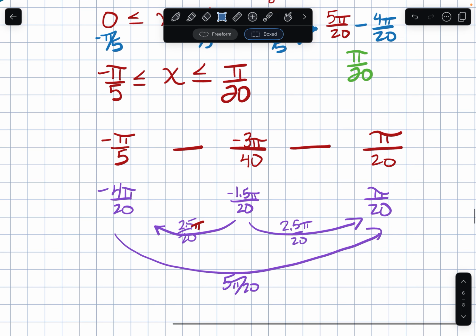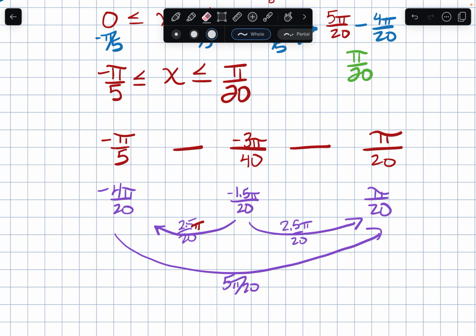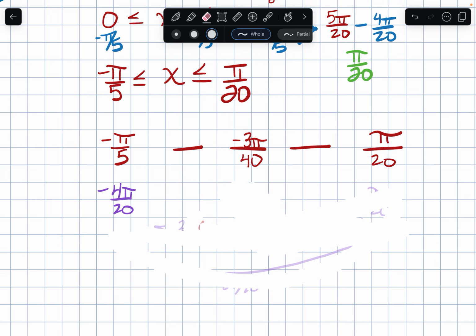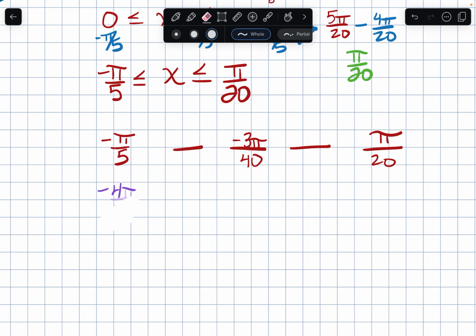All right, so now I've got to go between a 5th and a 40th. So for that, I'm going to get creative, and I'm going to change my values here. I'm going to make this go away. You can go back if you need to for that. Now the common denominator between negative pi over 5 and negative 3 pi over 40 would be over 40. So this is negative 8 pi over 40 and negative 3 pi over 40 here. And this would become 2 pi over 40.